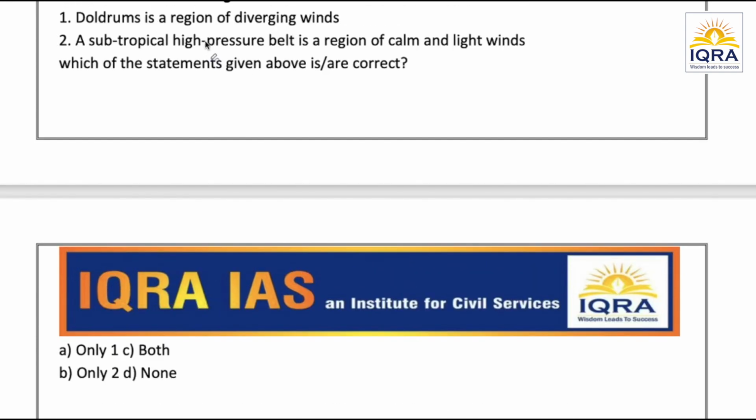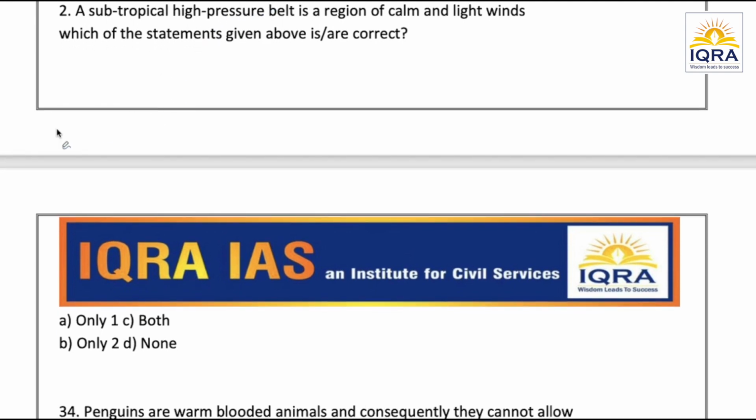Question number 33. Consider the following. Doldrums is a region of diverging winds. No, this is an incorrect statement. I'll tell you why. Statement 2 says a subtropical high pressure belt is a region of calm and light winds. See, doldrums या फिर equatorial low pressure belts, they lie between 10 degree north and 10 degree south latitudes, okay? And this belt happens to be the zone of convergence, not the divergence. Hence, statement 1 becomes an incorrect statement. So it is a zone of convergence of trade winds from the two hemispheres.